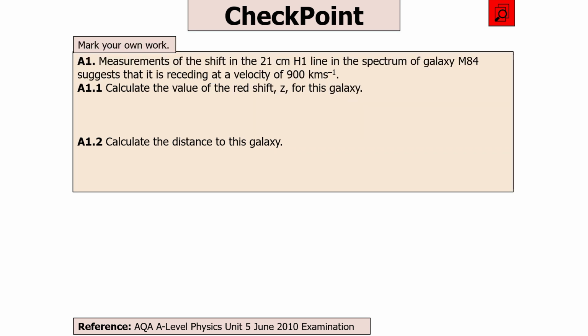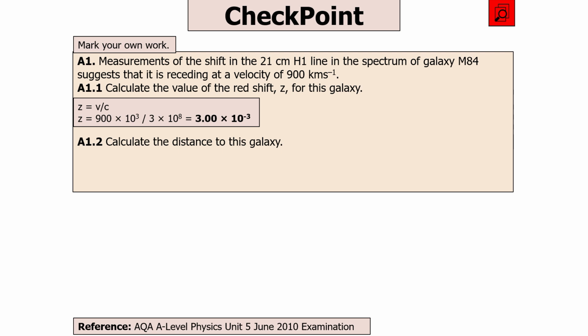Right, in the first one, what we're trying to do is work out z, the redshift. So we say z is equal to v over c. We know what v is, but remember, for this equation to work, they've got to be in the same units. So therefore, we've got to convert 900 kilometers per second into 900 times 10 to the 3 meters per second. So we get z to be 3 times 10 to the minus 3.